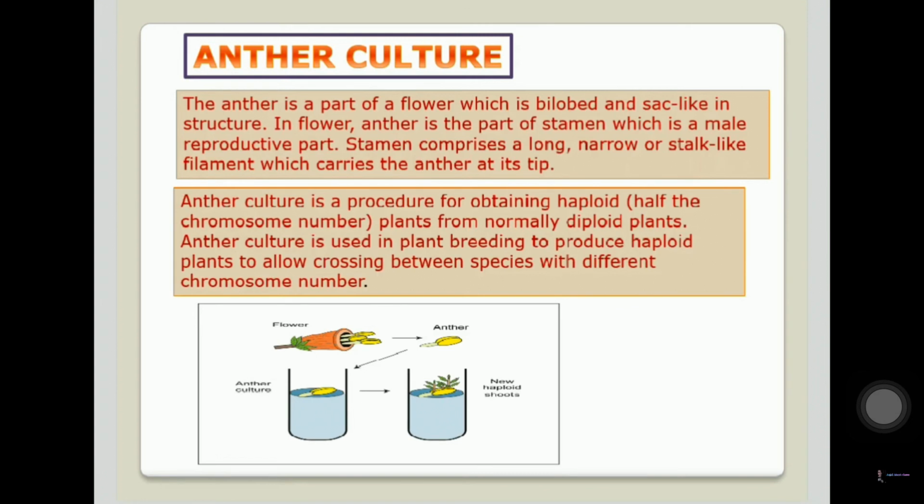Now here you can see below in the slide there is one figure showing the procedure of this anther culture. What you can see here is that yellow portion, this anther, is bilobed, and it is attached to this stalk-like structure, the stamen. It is inside the flower. So what you have to do is separate it from the flower and put it in that culture, and after some time shoots will develop, called the new haploid shoots.